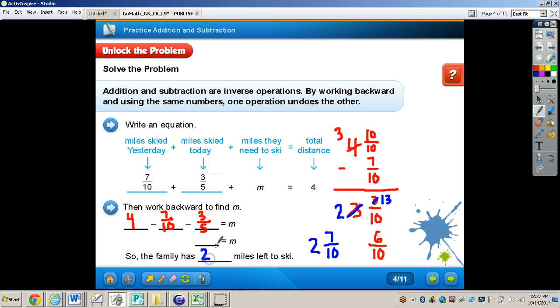So the family has 2 and 7/10 miles left to ski. We started out adding everything together, giving us our total distance, then working backwards. 4 minus 7/10 minus 3/5 gave us our m, and our m was 2 and 7/10.